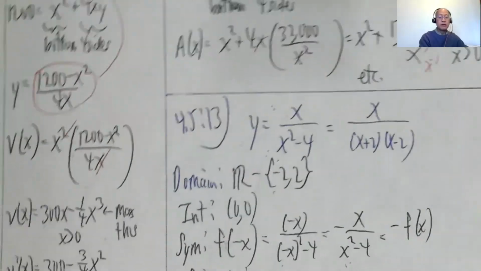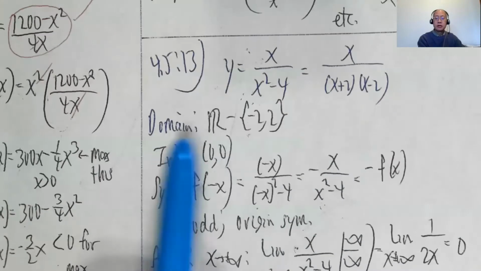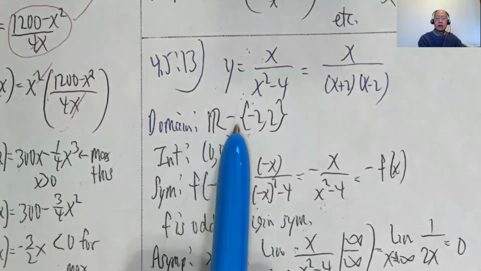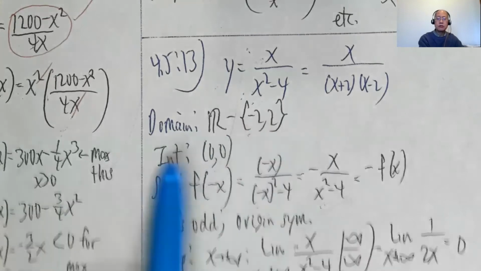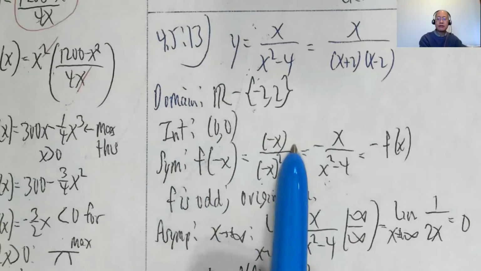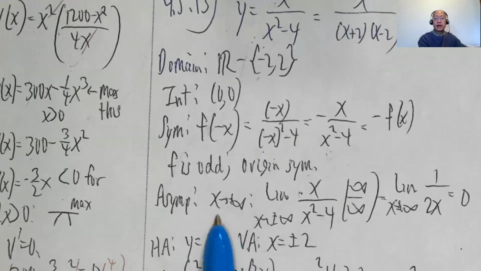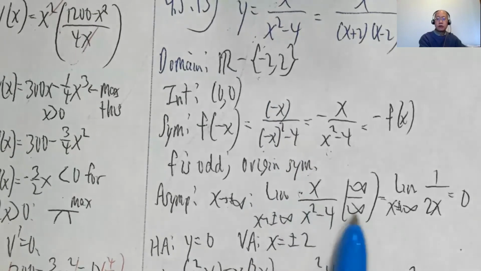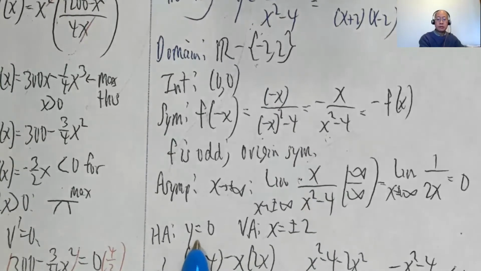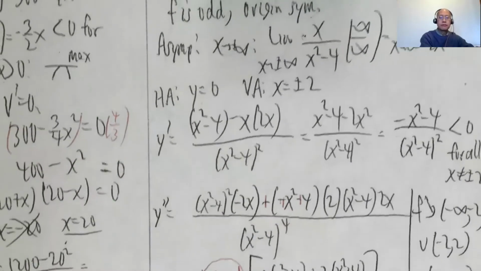Okay, and then let's see. 4.5, going back to 4.5, y is equal to this. So the domain is all real numbers minus the set consisting of -2 and 2. Intercepts is the origin. Symmetry, f of negative x is the opposite of f of x. So I have an odd function, I have origin symmetry. Asymptotes, when x goes to infinity, y goes to 0. So horizontal asymptote, y equals 0. Vertical asymptote, x is plus or minus 2.